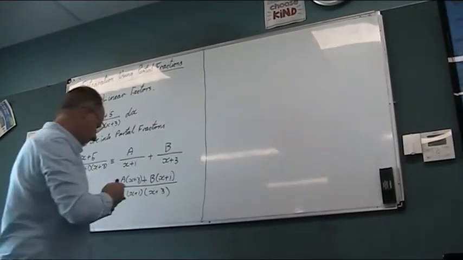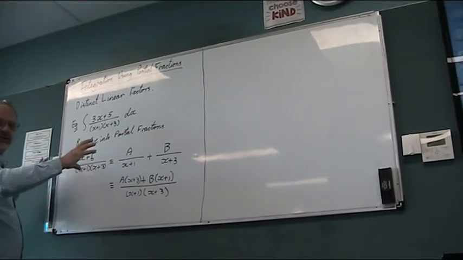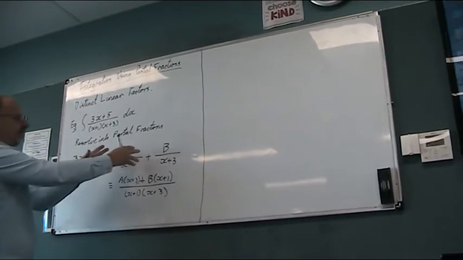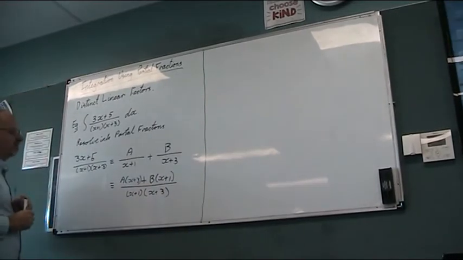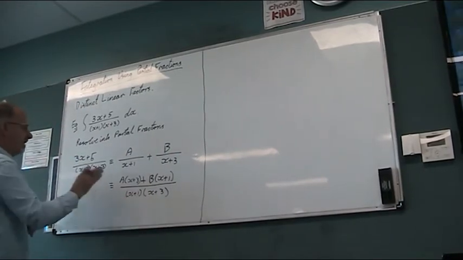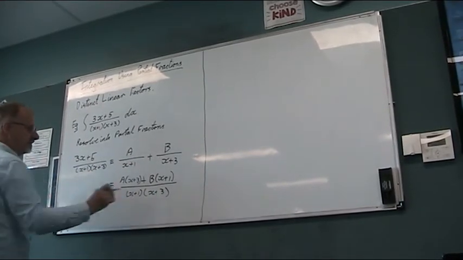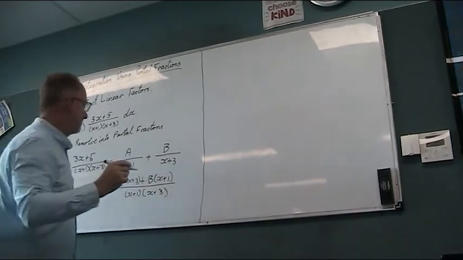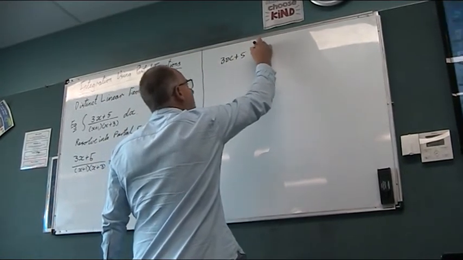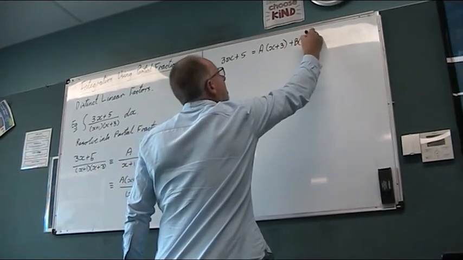Alright, so as I said, basically we're splitting it up so that we've got two easy things to work with. And so this is called partial fractions. We're turning it into the other fractions, the partial fractions, but they're the same thing. So our denominators are the same, and our numerators have got to be the same. So that means that 3x plus 5 has got to equal a times x plus 3 plus b times x plus 1.